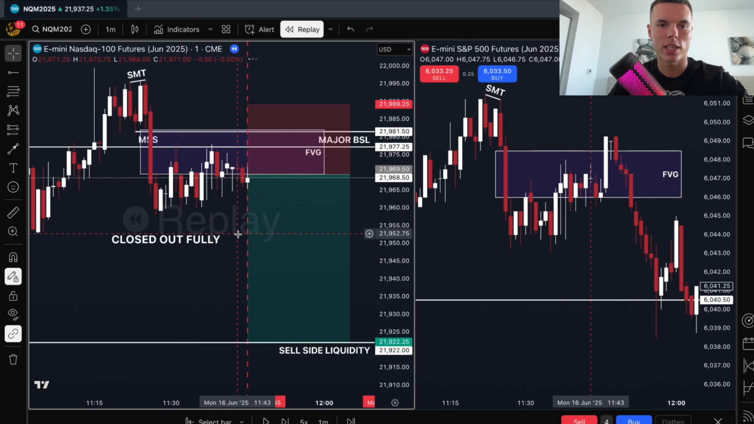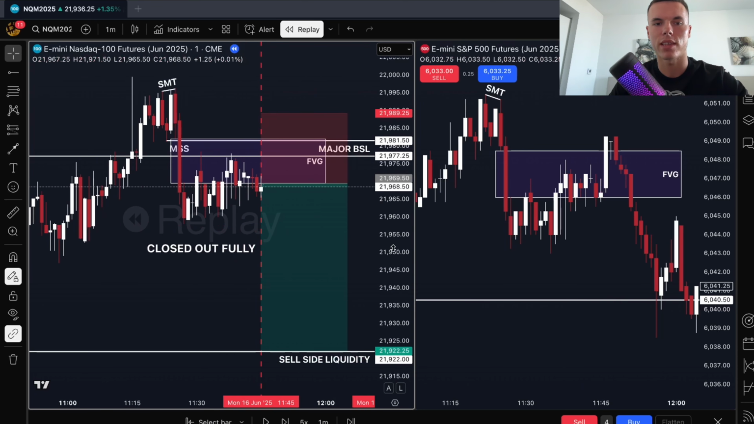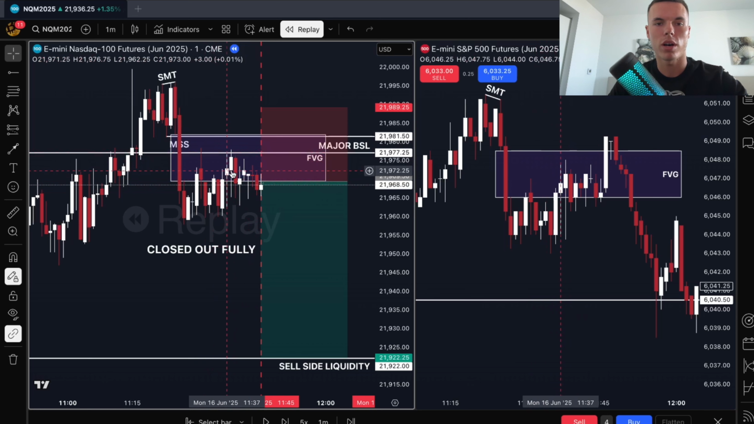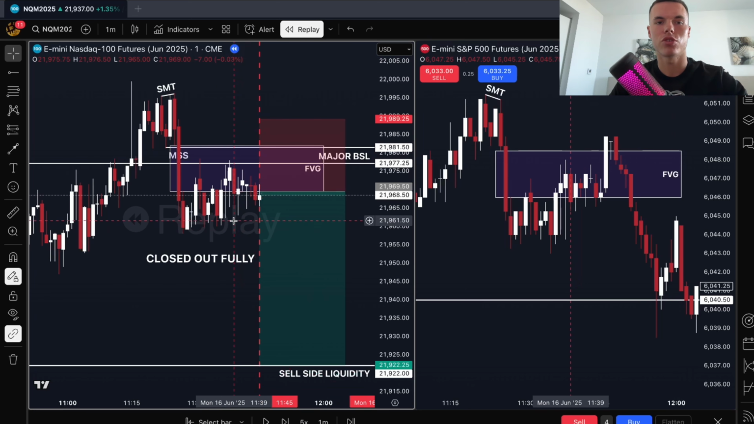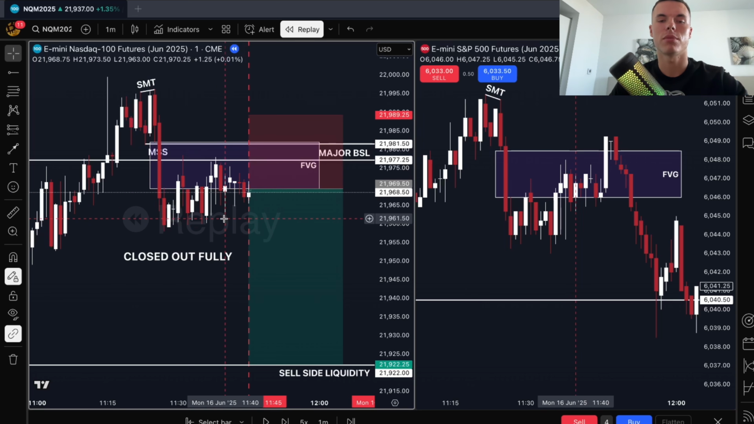I ended up taking this with half size, just considering the fact that we've been inside of this fair value gap for quite a while. So I took this trade with 6 contracts on my live account, and then I also took this on my Top Step live account and also on my FTMO account as well.